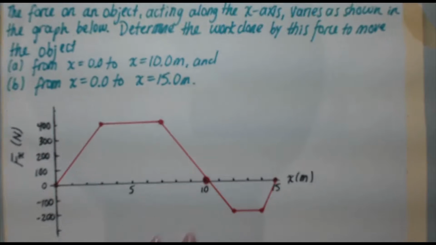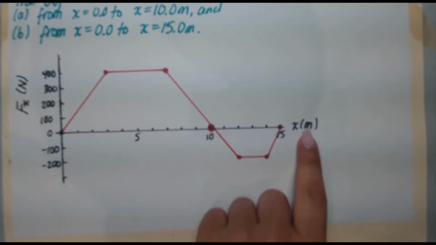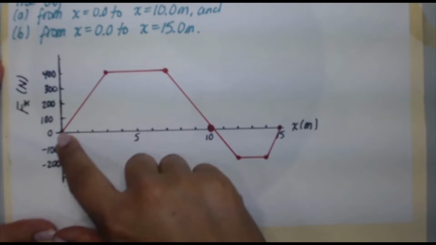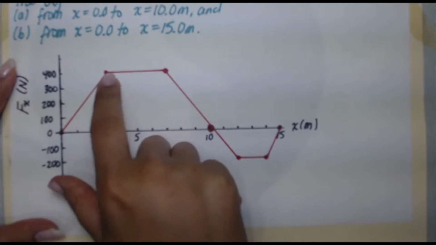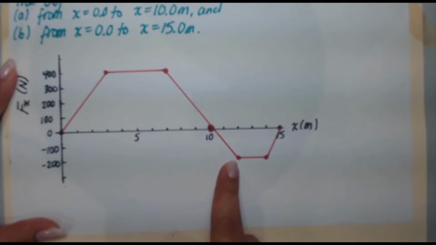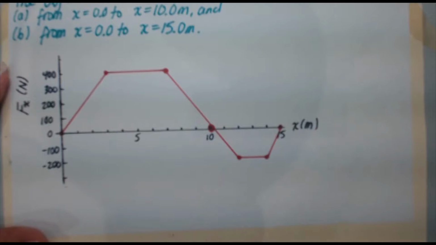Okay, so this is the graph that we have in this problem. On the y-axis, we've got the force in the x direction measured in newtons, and on the x-axis, we've got the distance in meters. You can see that in the positive x direction, our force is increasing for a certain amount of time, stays constant, decreases, starts going in the opposite x direction, stays constant in that opposite direction, and then starts decreasing again back to zero.